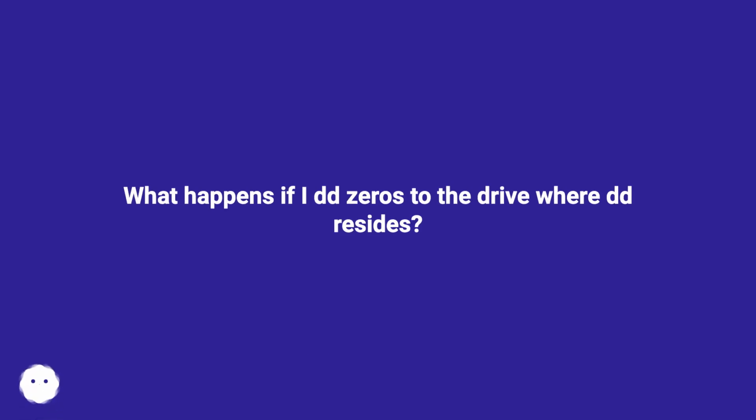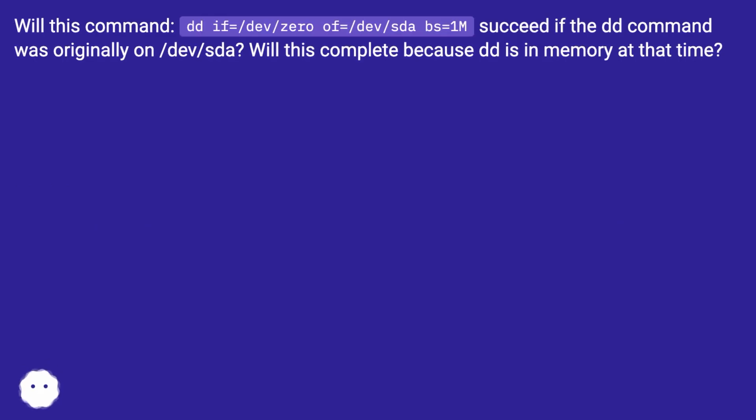What happens if I dd zeros to the drive where dd resides? Will this command, dd if=/dev/zero of=/dev/sda bs=1M, succeed if the dd command was originally on /dev/sda? Will this complete because dd is in memory at that time?